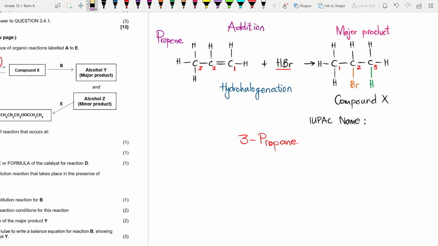Okay, the IUPAC name of this one will be bromo, because I have a bromine on carbon 2, and I do have to specify that. So I need to say, let me pull this to here, 2, because it's attached on carbon 2, bromo. And then I don't have a space in between. I'm just going to go ahead and say propane. 2-bromopropane. That's what compound X is.